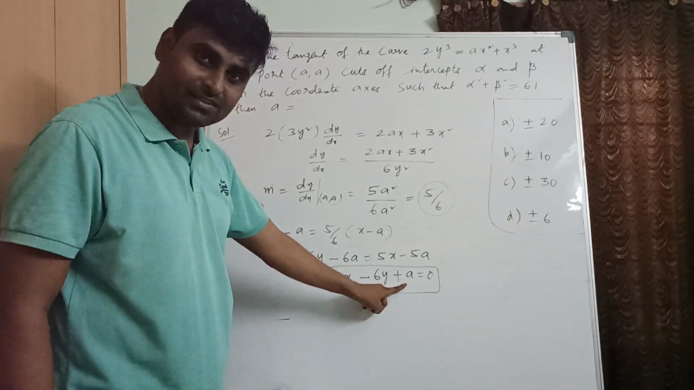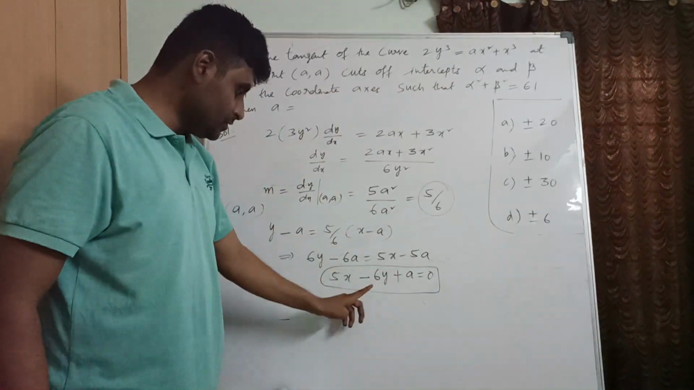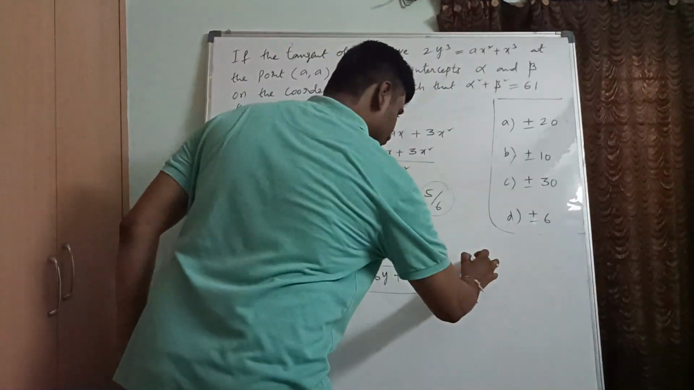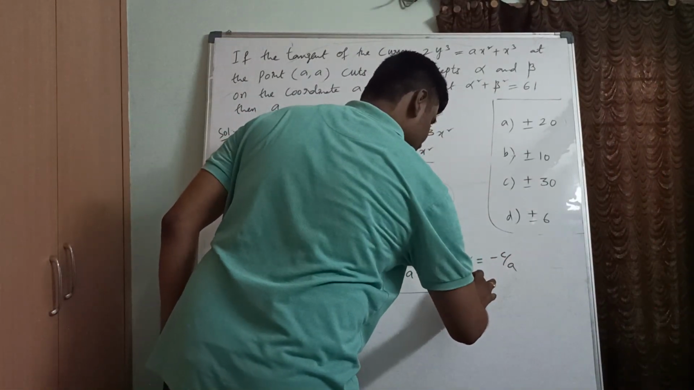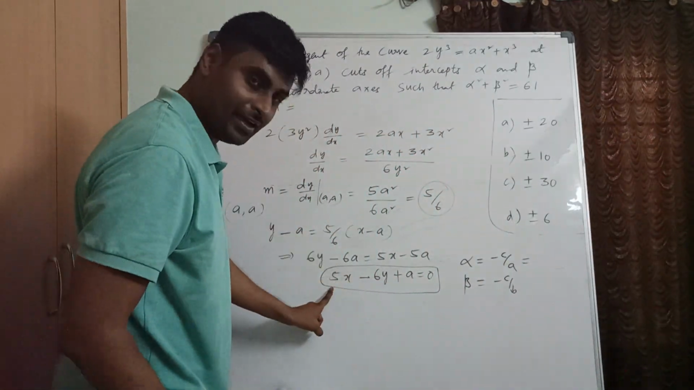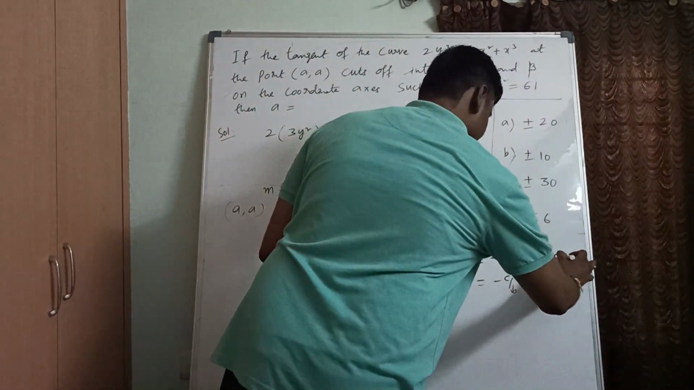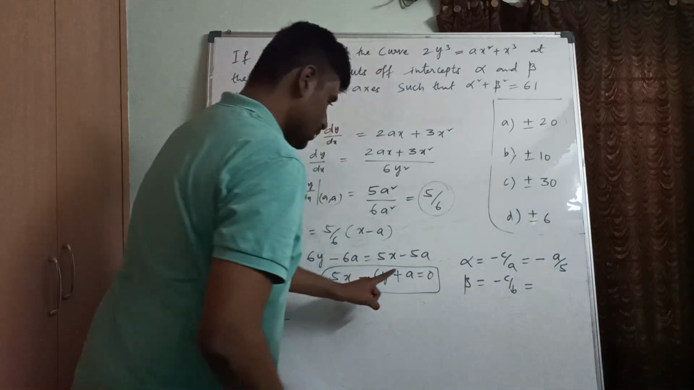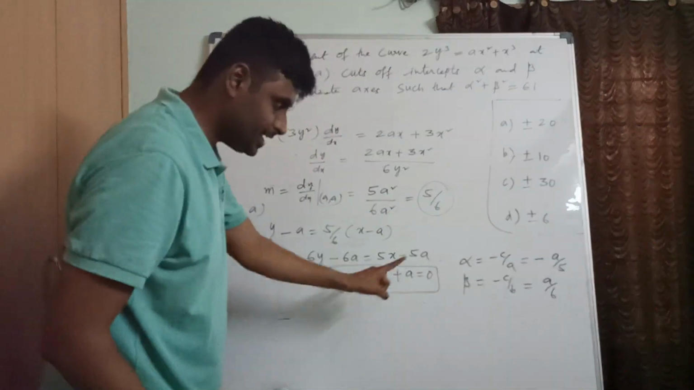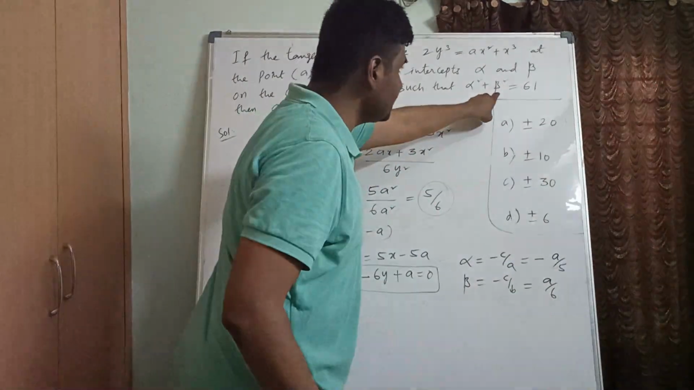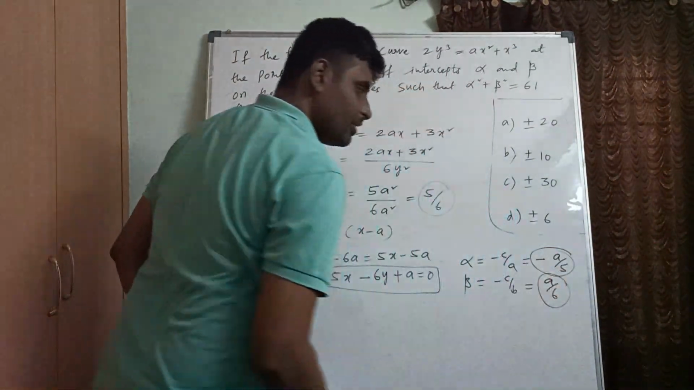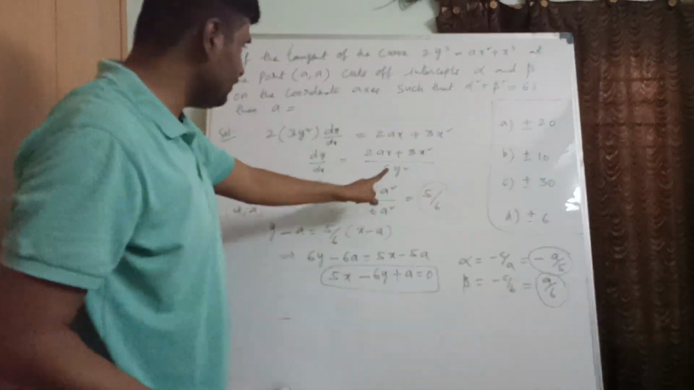So what is the x-intercept of this? Alpha given. What is the y-intercept of this? Beta given. So what is the x-intercept? Tell me here. Alpha equals minus c by a. So beta equals minus c by b. Tell me, minus c by a is minus a by 5, correct? So here minus a by minus 6, a by 6. Correct? So alpha square plus beta square equals 61 is given. This value square plus this value square is 61. We can equate to that, we will get the value of a finally.